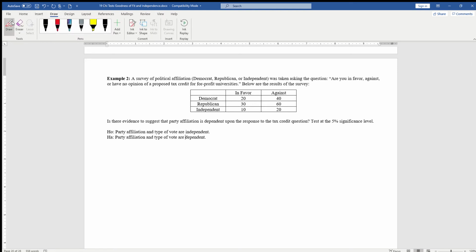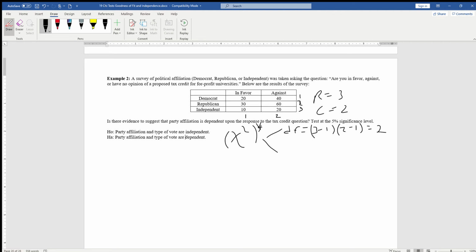When we draw the distribution, we have to first find the critical value. So in this case, we know that the number of rows R is going to be equal to 3 and columns is equal to 2. So we have 3 rows and 2 columns. So to get chi-square critical, it is going to be equal to the degrees of freedom, which is 3 minus 1 times 2 minus 1, which is 2. So we have 2 degrees of freedom.